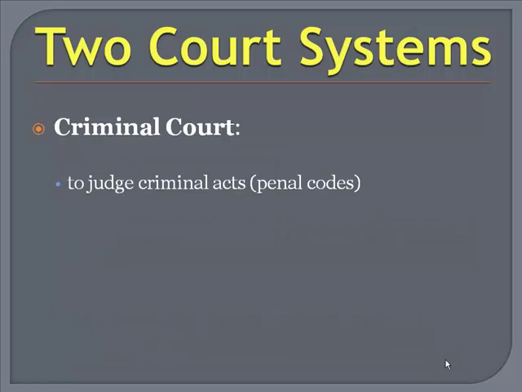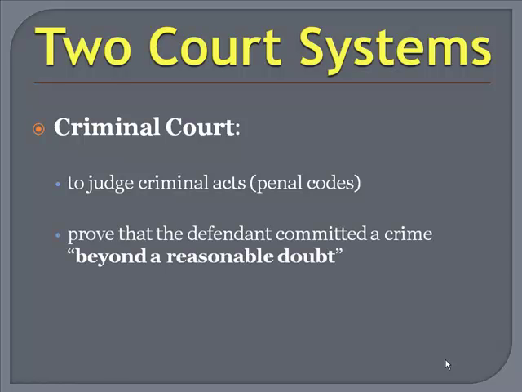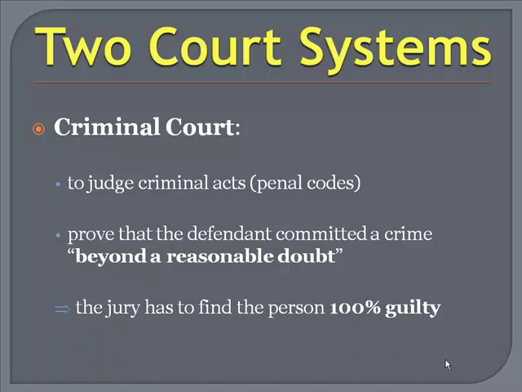Now in a criminal court, you are judged for criminal acts, different code, the penal code, and then we have to prove that the defendant committed a crime beyond a reasonable doubt, which means that the jury has to find the person 100% guilty. Remember, on the other side, 51% guilty, here, with the criminal court, 100% guilty. That's a major difference, okay? If 90% of the jury thinks you are guilty, you are not guilty of that crime.